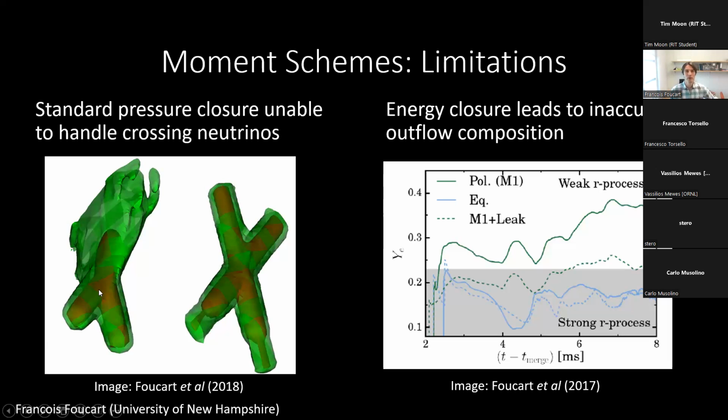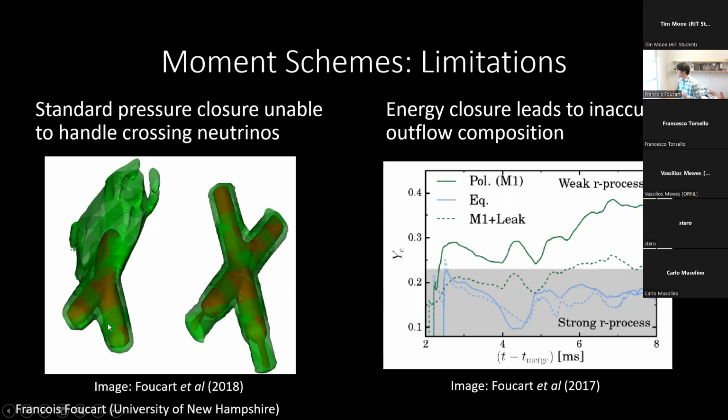The kind of error you get from the closure on the pressure tensor is shown on the left here. The two simulations that I'm showing you here are just two beams of neutrinos coming from the bottom, which would normally cross each other. The simulation on the right uses the correct closure taken from a Monte Carlo simulation, while the simulation on the left uses the most standard closure for merger simulations today, the Minerva closure. And you can see that in that case, the two beams of neutrinos collide and merge in an unphysical shock. And so this is clearly erroneous.